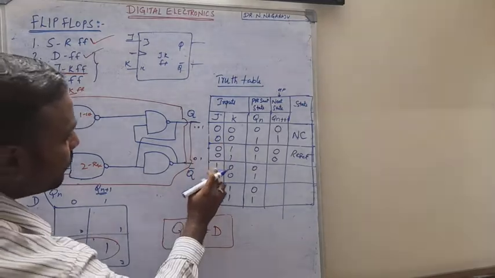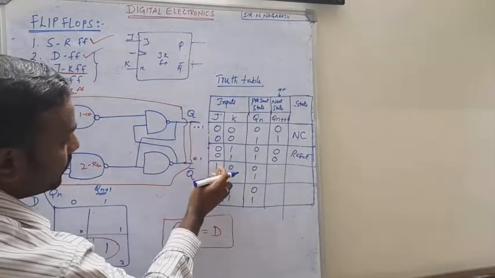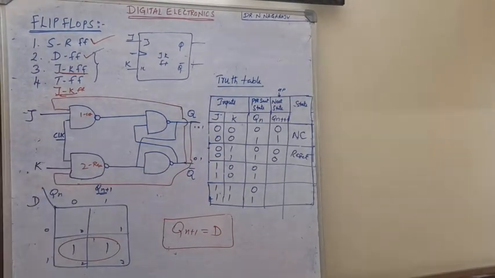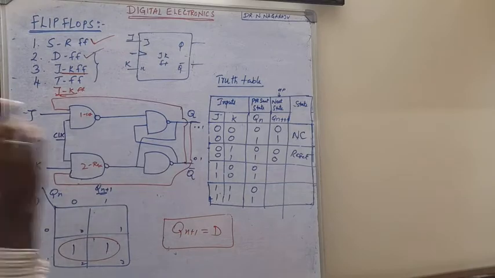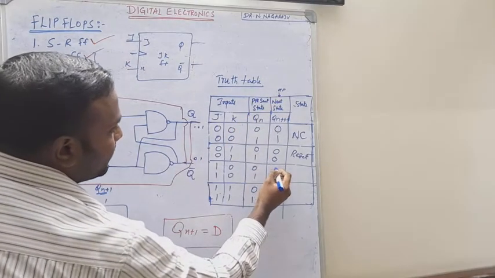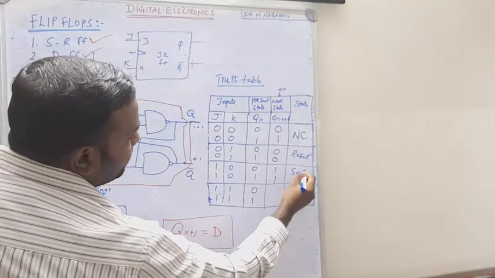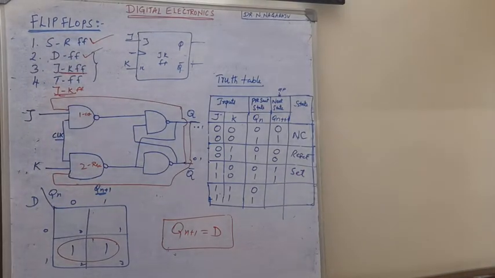Next, if it is 1 0, it means J is equal to 1. So J is connected to what? The set gate. Set gate means whatever the input is available in the present state, that must be set. So this is the third combination.